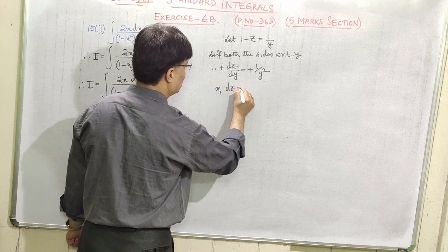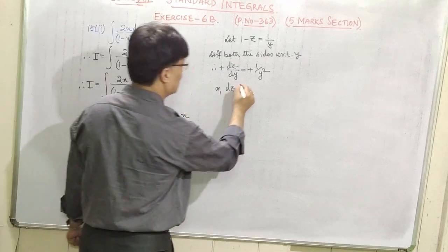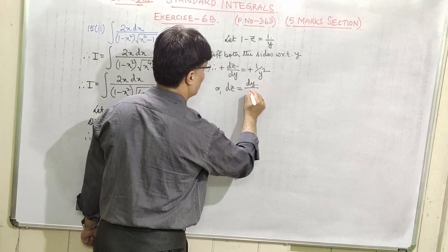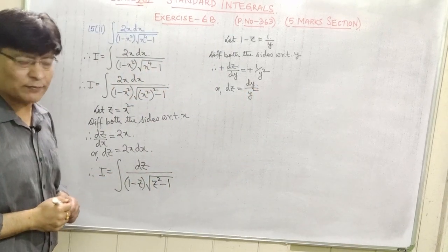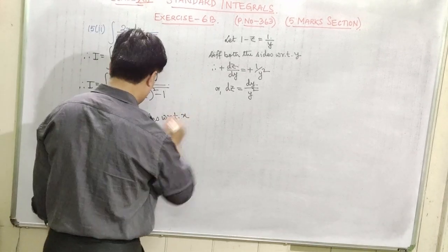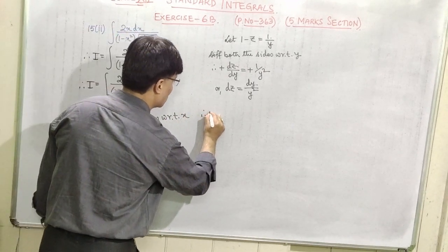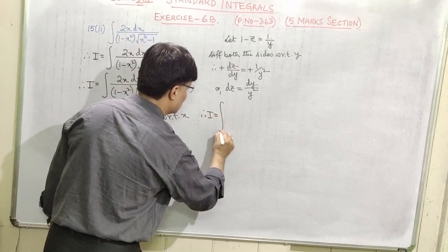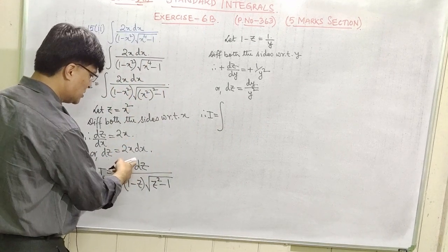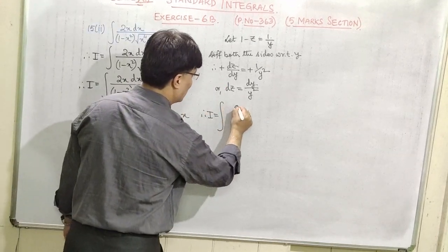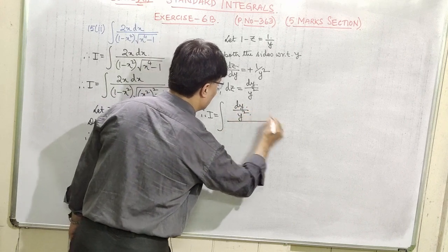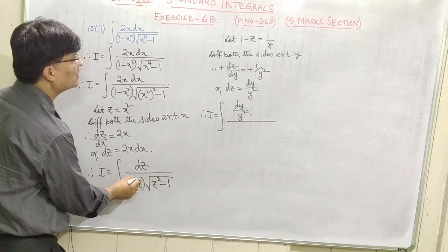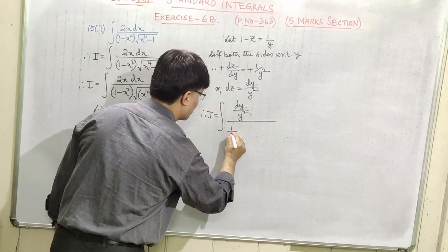So what is the value for dz only? What is dz only? It is dy upon y square. Is that clear to all of you? So I think you have understood it. Okay, so let us put it in I. So therefore I is equal to integration of, what is dz? It is dy by y square. You write dy by y square upon, what is 1 minus z? It is 1 by y.